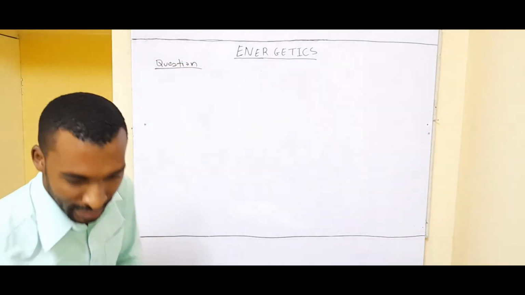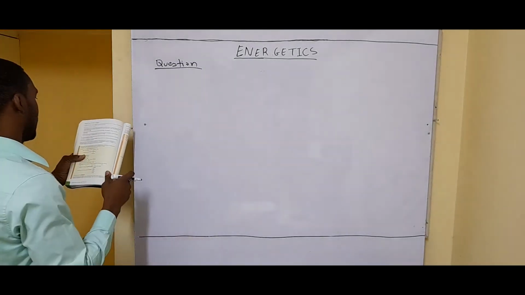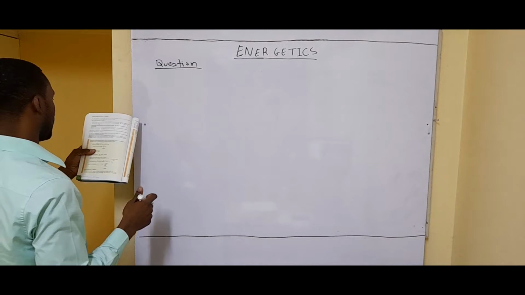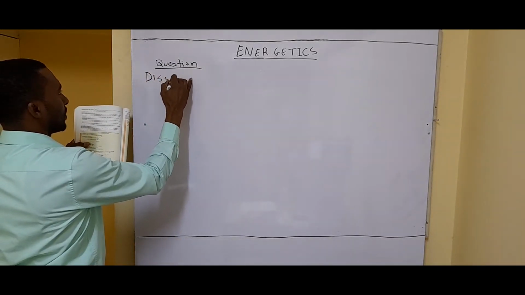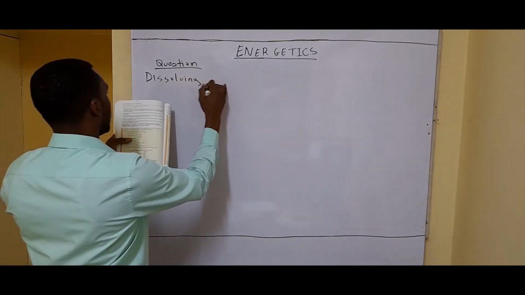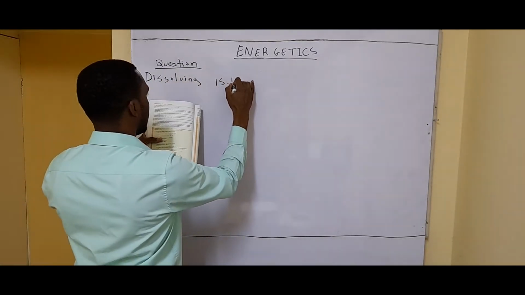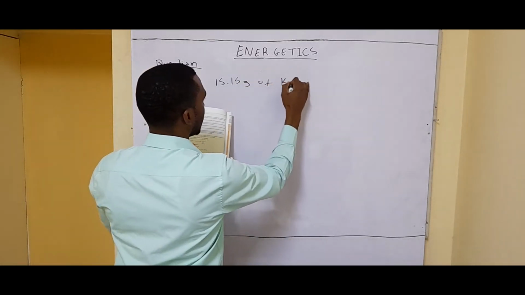First question, I'm gonna write it on the board. It's not very long. And this is a heat of solution. So dissolving 15.15 grams of potassium nitrate.